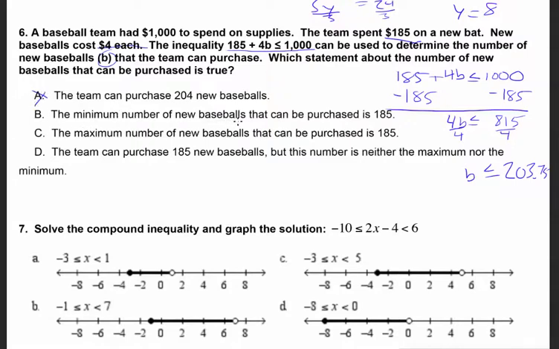The next statement says the minimum number of new baseballs that can be purchased is 185. So if they have enough money to buy 203 baseballs, they also have enough money to buy 185. So that can't be the maximum. The next one says the maximum number of new baseballs that can be purchased is 185. Now, we just found that the maximum was 203. So they can buy 185, but they can also buy more than 185. The last one says the team can purchase 185 new baseballs, but this number is neither the maximum nor the minimum. This one is true because they can buy up to 203, so they can buy 185, but they can also buy more or less.